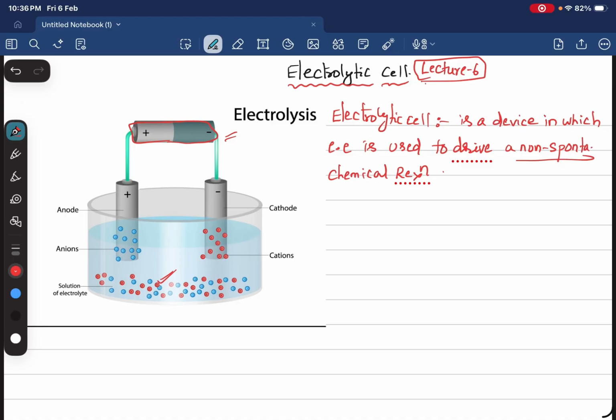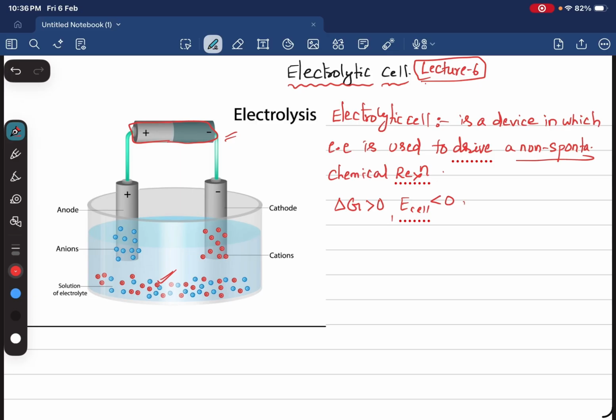And we already discussed that for an electrolytic cell, delta G value is greater than 0 and E cell value will be less than 0, so that it is a non-spontaneous process.